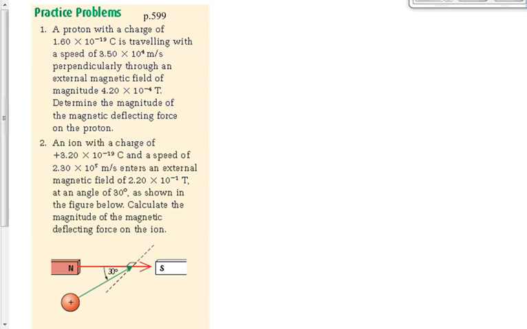One question for homework last night. It was page 599, question number 1. Are we okay with that? We weren't trying to find a direction or anything, right? That's a pretty straightforward question, I think.